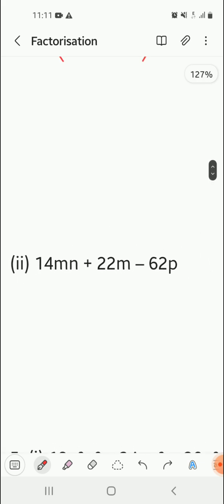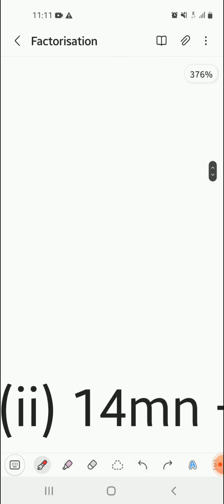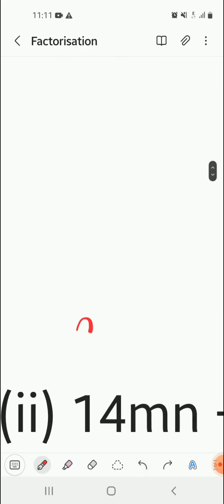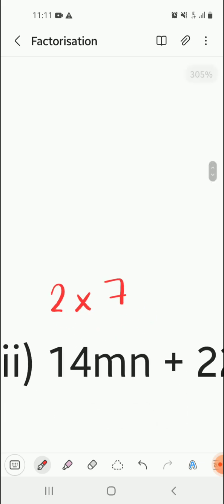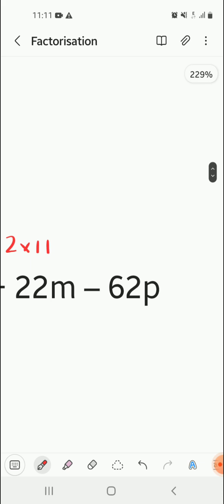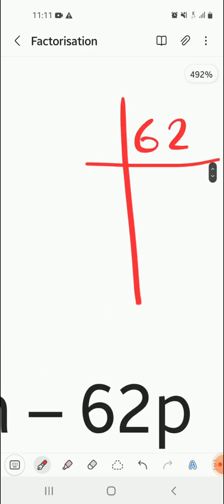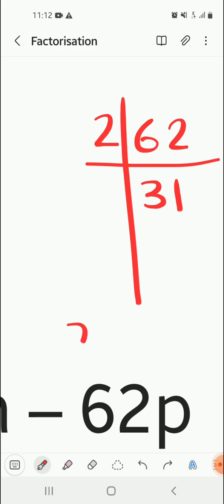Next question. Common factor for this. See, we have got 14, 22 and 62. So we are going to write all the factors of it. 14 is 2 into 7 and 22 is 2 into 11. For 62, we can write a lot of factors here, so we need to find out all the factors. So 62 divided by 2 becomes 31 and then again 31 is a prime number. So it is 2 into 31.